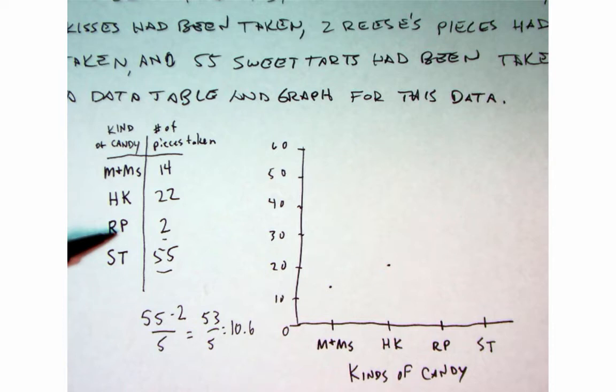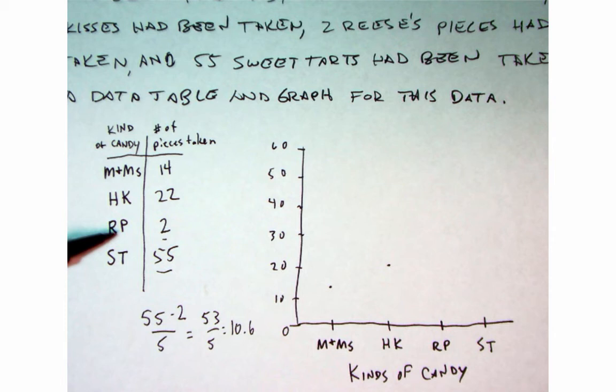Because M&Ms and Hershey's Kisses have nothing to do with each other. Reese's Pieces and Hershey's Kisses have nothing to do with each other. I can't just take more of these to make these. They're completely separate things. So in that case, I need to make a bar graph. And so I'll just make a bar here. I'll make a bar up here to that point. A very low bar here for the Reese's Pieces. And then a high bar for Sweet Tarts.